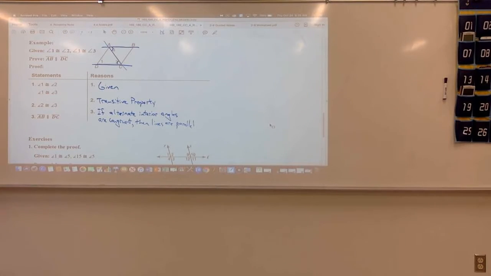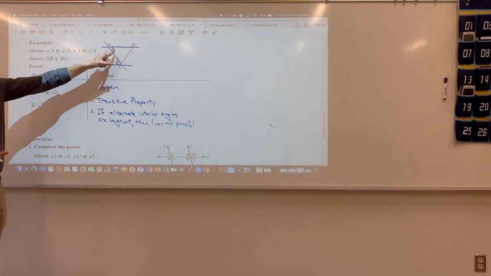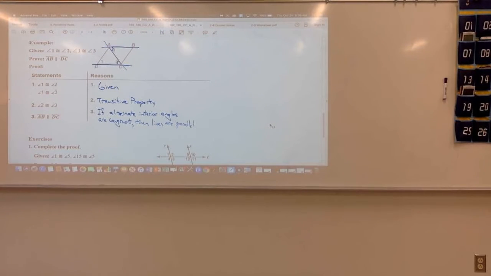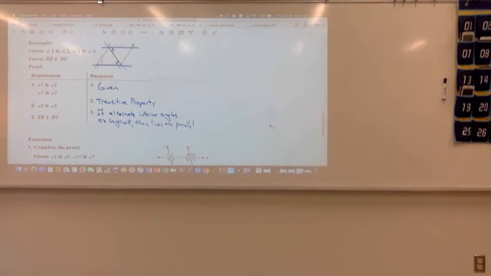So in these proofs, okay, they're really similar to the ones that we worked with before, except now our goal is going to be to prove lines parallel. So usually our final reason is going to be about corresponding or alternate interior, consecutive interior, or alternate exterior. Okay. So once I was able to show that angles 2 and 3 were congruent, then we can say those lines are parallel because if alternate interior angles are congruent, then lines are parallel. Okay. Questions on that one?